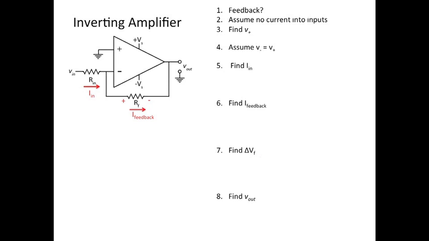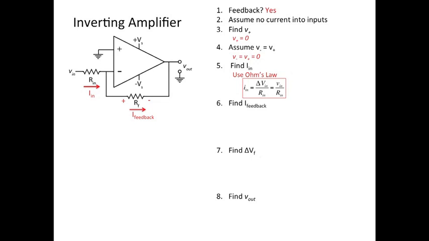The first we're going to look at is the inverting amplifier. Is there feedback? Yes, there's feedback. There's a connection between the output and the inverting input in this case. So we're going to assume no current into V plus or V minus. So we're going to find V plus, right? That's the input not connected to feedback. That's hooked to ground, so that's going to be 0 volts. We can assume V minus equals V plus. V plus is equal to 0, so V minus is going to equal 0.